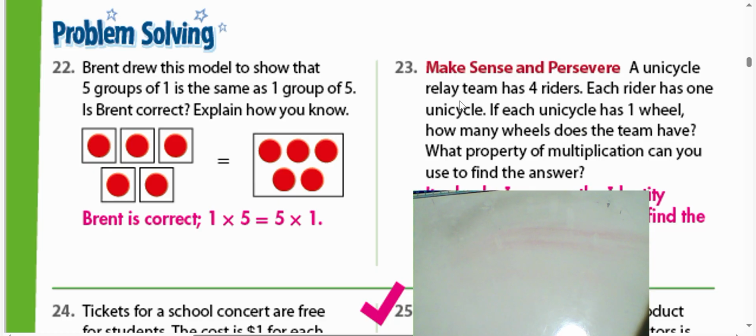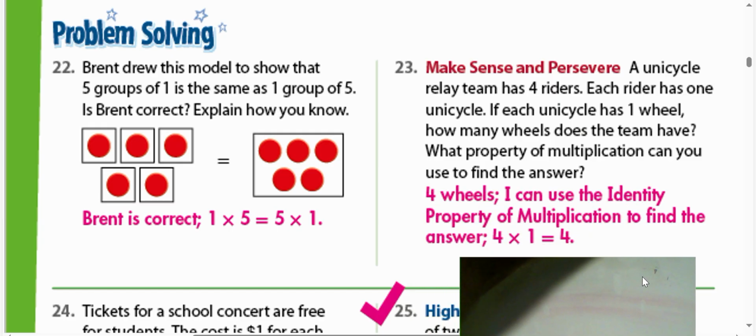Question number 23. A unicycle relay team has 4 riders. Each rider has one unicycle. If each unicycle has one wheel, how many wheels does the team have? And what property of multiplication can you use to find the answer? We can write 4 multiplied by 1 equals 4. The total will be 4 wheels, because I can use the identity property of multiplication to find the answer. 4 times 1 equals 4.